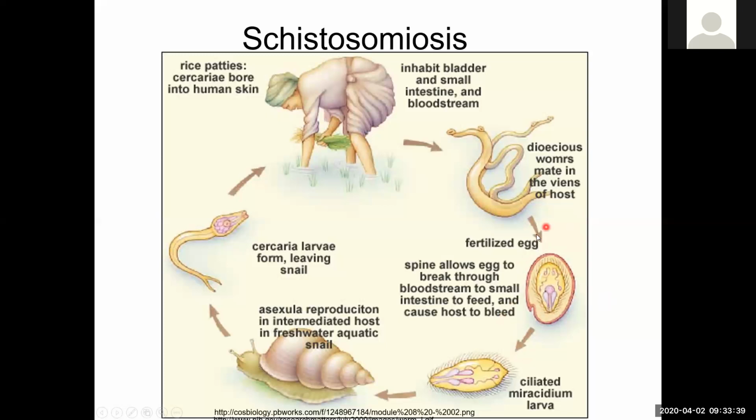But if it gets defecated out into the waters, and some places actually use human feces as a fertilizer in these waters, it will hatch into basically a larva with cilia on it. It will actually embed into a snail's skin.